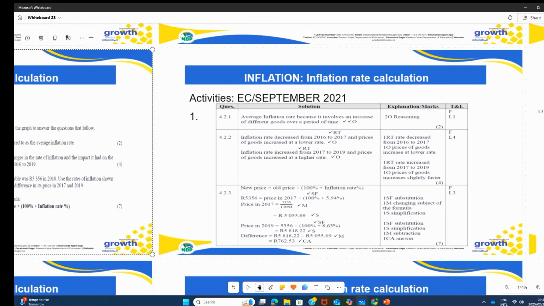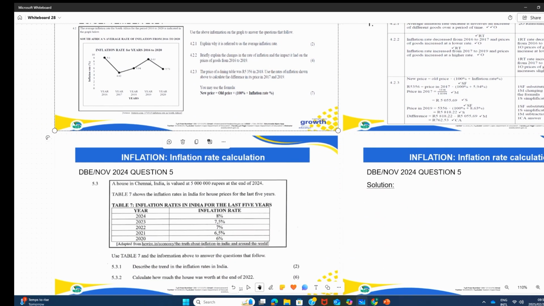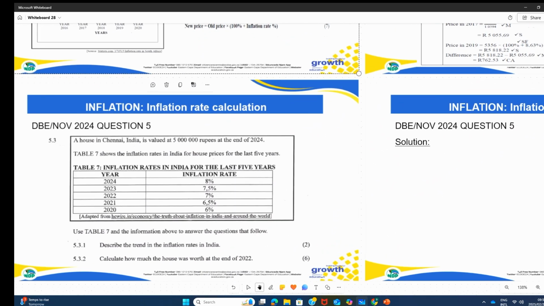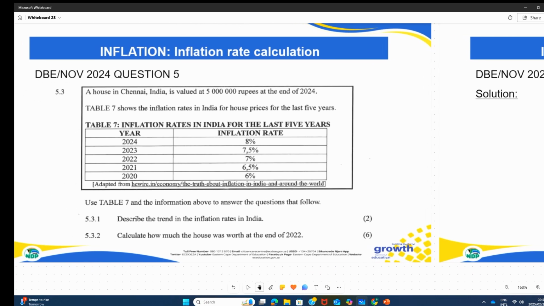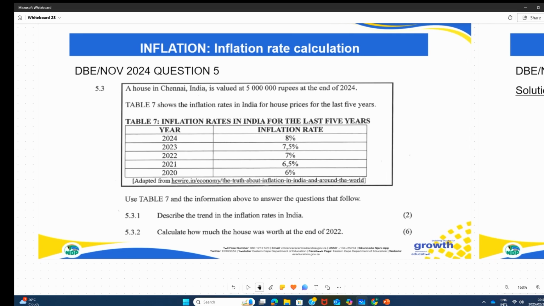Then I can leave you this particular exercise, whereby all these things we have touched on were involved, whereby you use this table and then you answer that particular question.